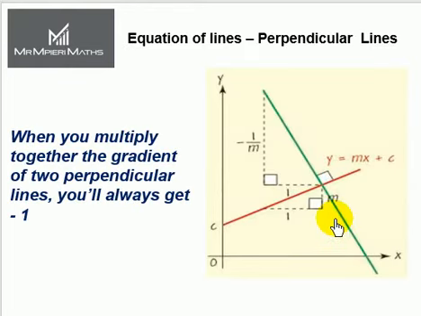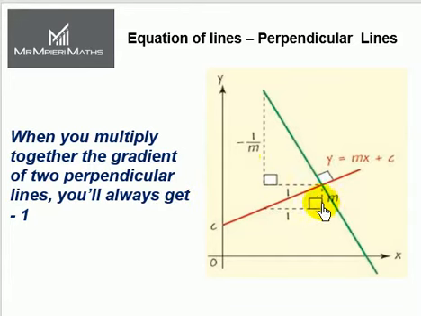If you look at this diagram, this graph, these two lines, the green and the red ones, are perpendicular. They are at right angles. Perpendicular means right angle. They meet at a right angle. Basically, the conditions are this.